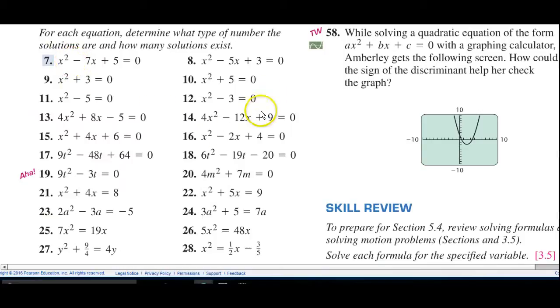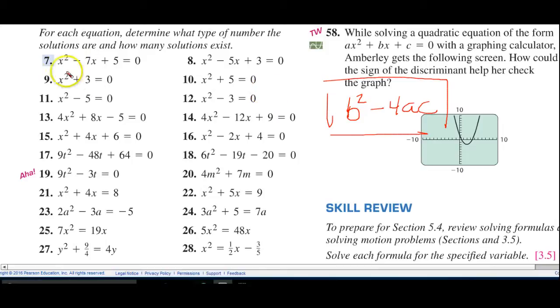All right, let's take a look at just some practice of this. Now, these are quadratic equations. We are asked to determine what type of number the solutions are and how many solutions exist. So we're going to take our discriminant here, b squared minus 4ac, just that.